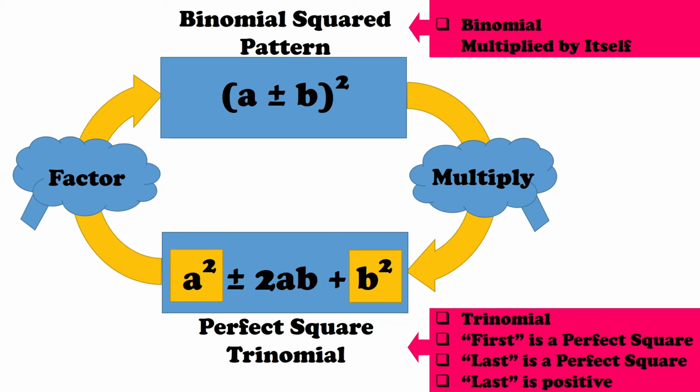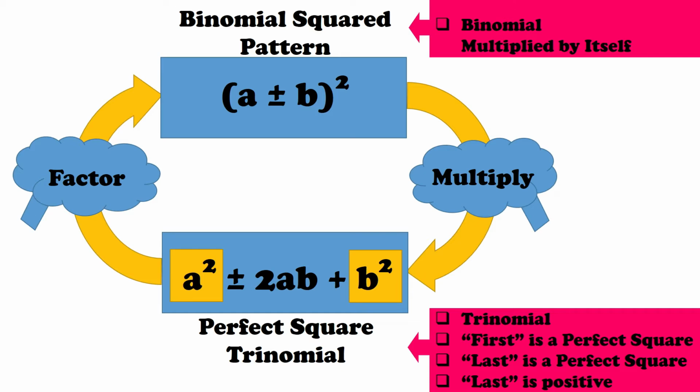We're also going to take a look at perfect square trinomials. Perfect square trinomials are, first of all, trinomials. Their first, in this case they're using the letter A, is a perfect square. Their last, in this case they're using the letter B, is a perfect square. And their last is always positive.